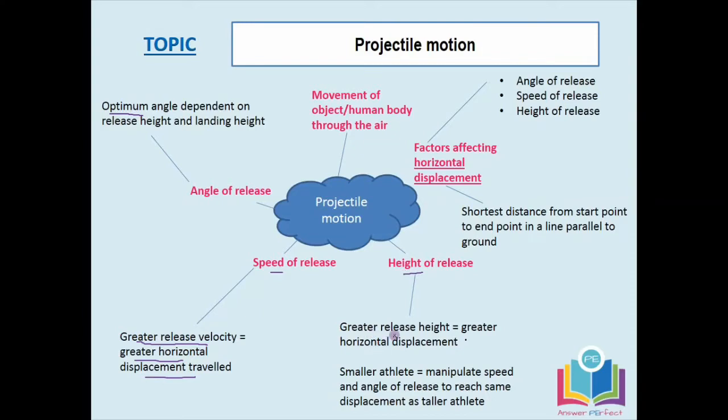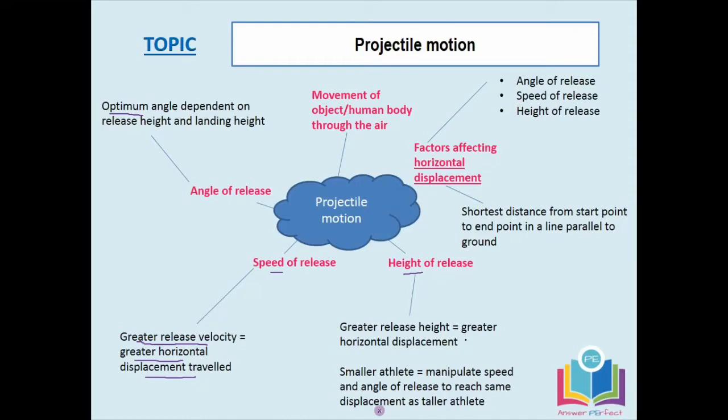Now, a greater release height should lead to a greater horizontal displacement. If you're a smaller athlete, you're at a disadvantage compared to a taller athlete. So you've got to be able to manipulate the speed and the angle of release in order to reach the same horizontal displacement as a taller athlete.